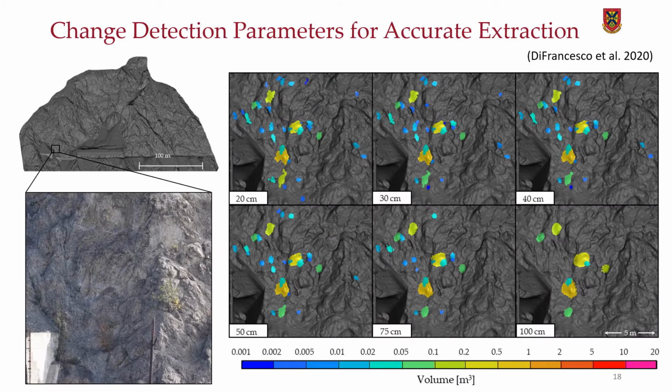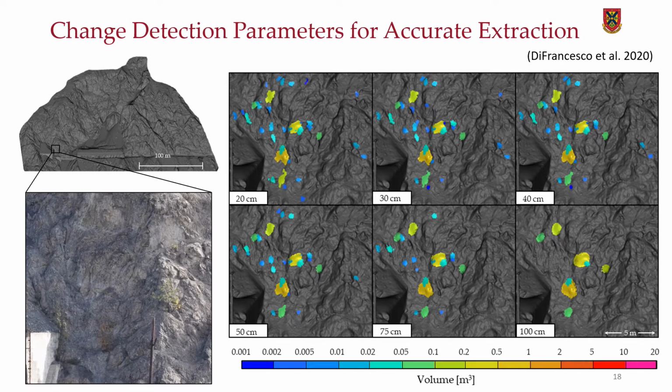Here we focus on the 3D data adjacent to the tunnel portal shown on the left-hand side. On the right-hand side, we see the 3D rockfall data, which here is colorized by volume, where cool colors are small volumes and warm colors are larger volumes. On the bottom left corner of each inset image, we see the projection diameter that was used, which is the spatial averaging component of the change detection algorithm.